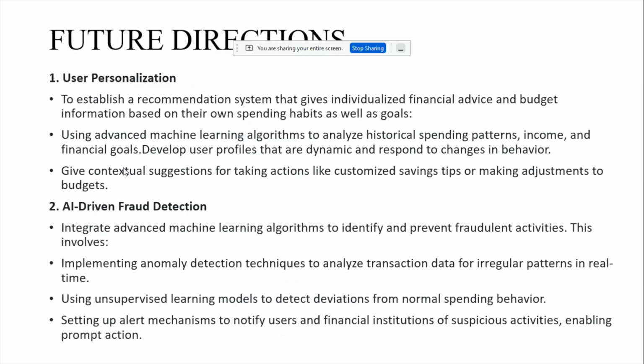Talking about the future directions. One future direction is a personalized financial recommendation system. By using advanced algorithms, the system could offer individualized budget advice and saving tips based on the user's specific financial data and goals. This would enhance the user experience and allow the system to evolve with the user's changing financial situation.